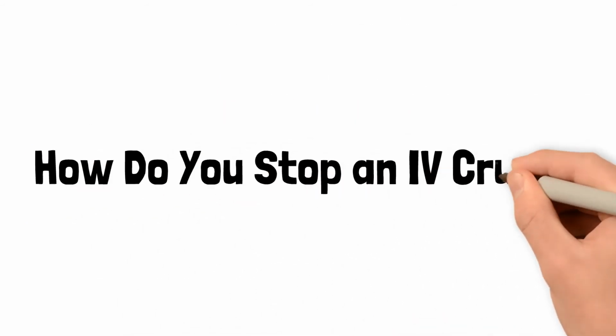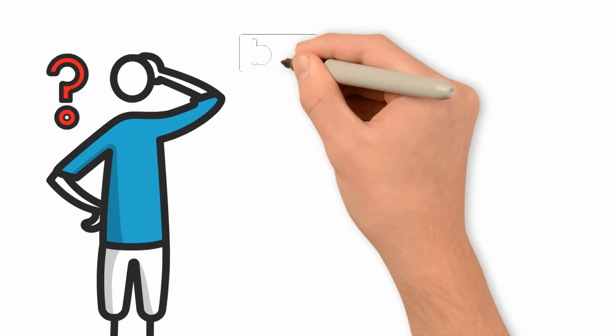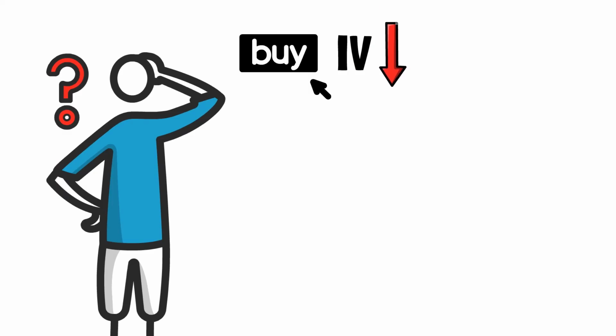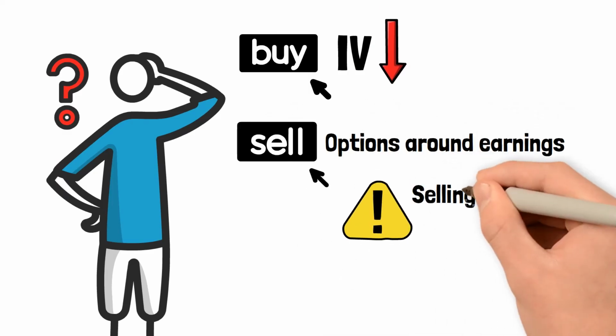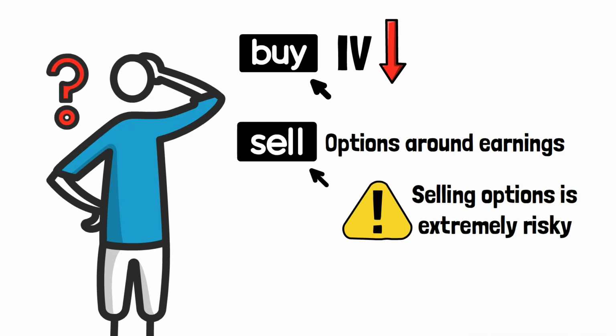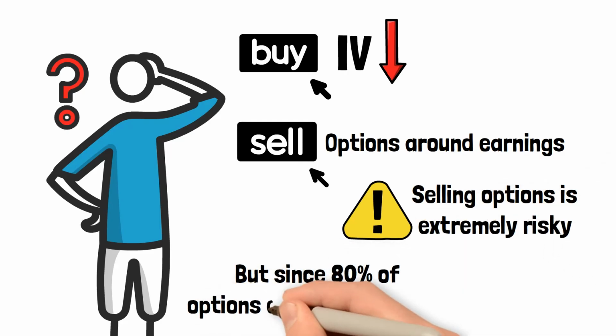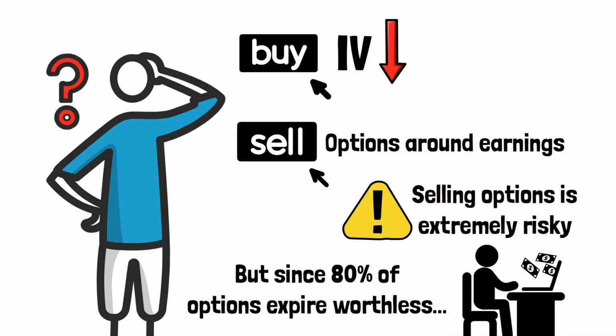How do you stop an IV crush? You should buy when implied volatility is low, or you can sell options around earnings. Remember that selling options is extremely risky, but since 80% of options expire worthless, the sellers are usually sitting pretty.